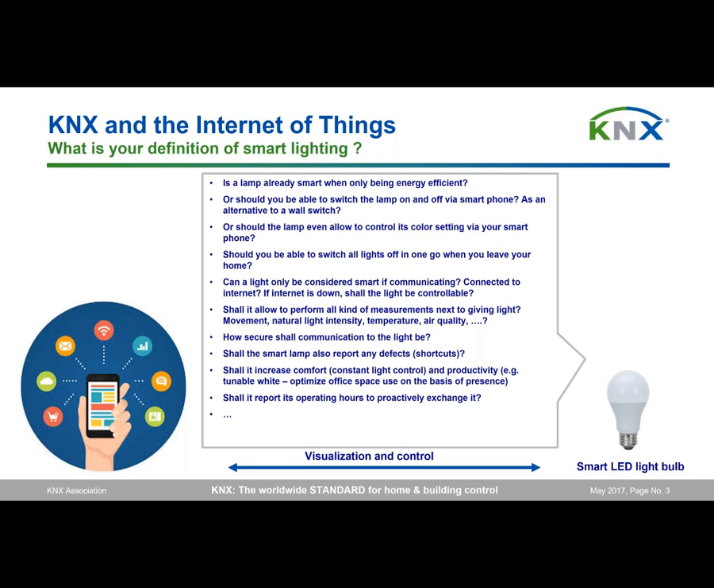How secure should communication to this light be? So should everybody be able to see communication to this light? Or should this smart light bulb also be able to report on any defects it has? For instance, that it has detected short circuits.